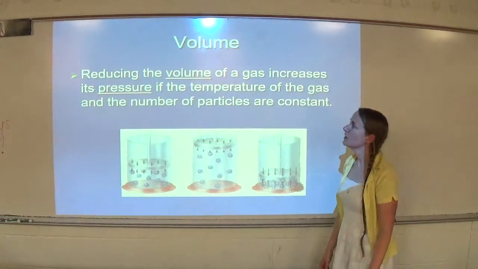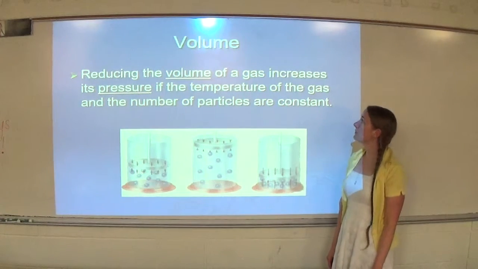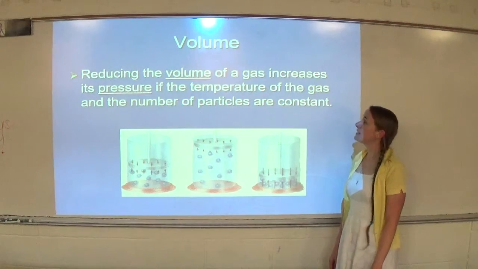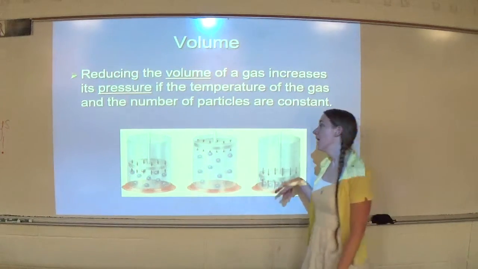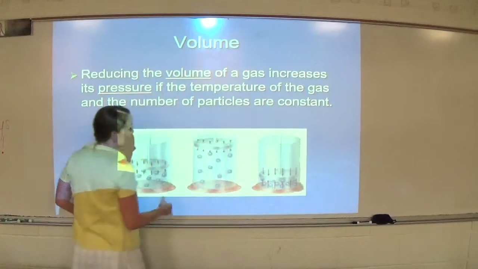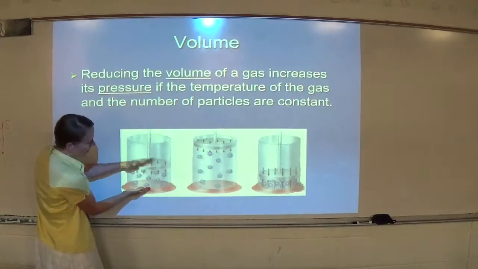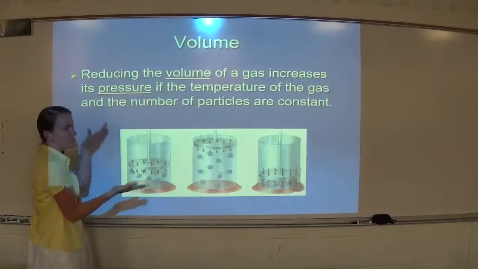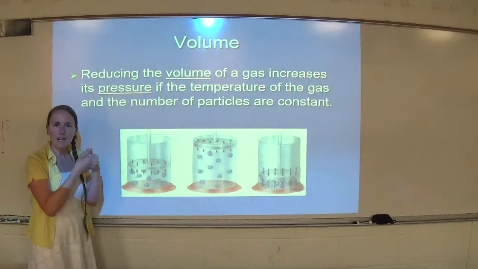Volume. Reducing the volume of a gas increases its pressure if the temperature of the gas and number of particles are constant. So this picture is actually terrible quality, but it's a good picture. Say this is our gas originally. If we decrease the volume, we have the same amount of particles, but now they're all close together. So if they're close together, they're going to collide more often.